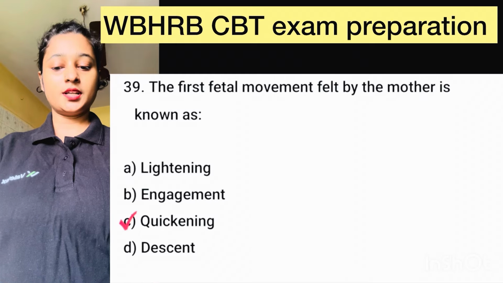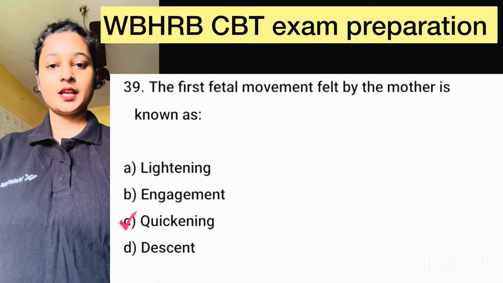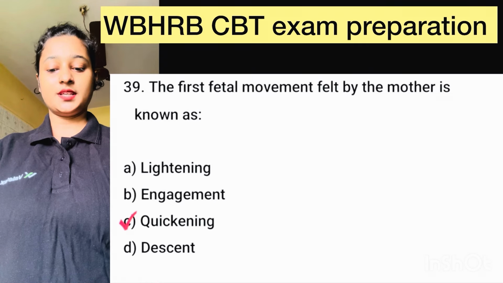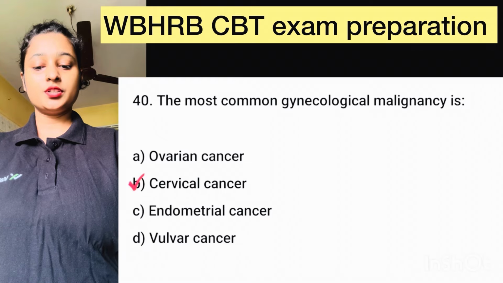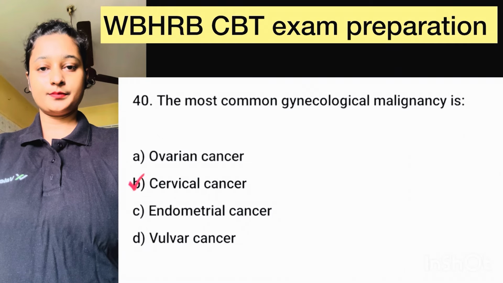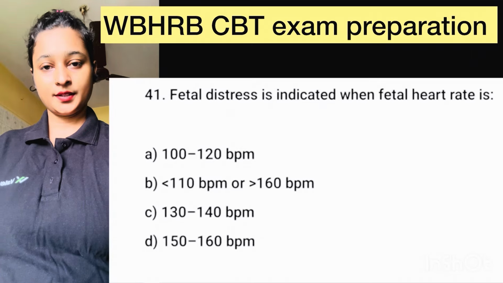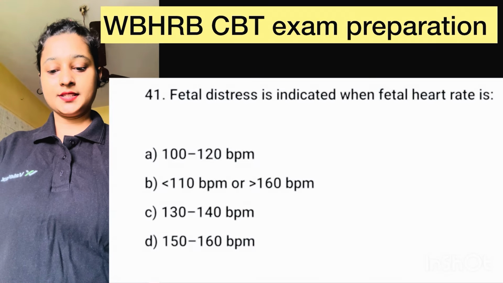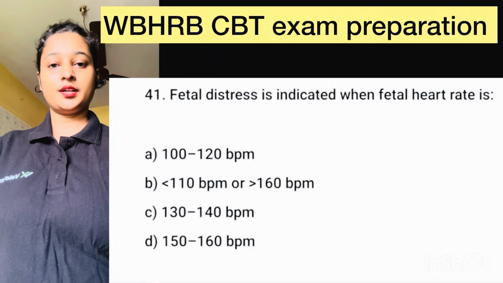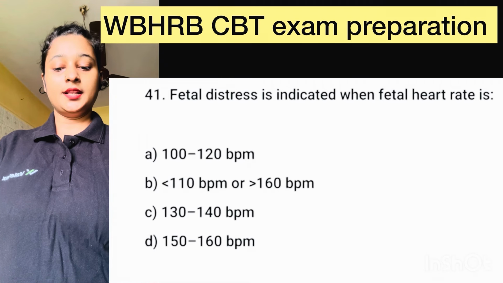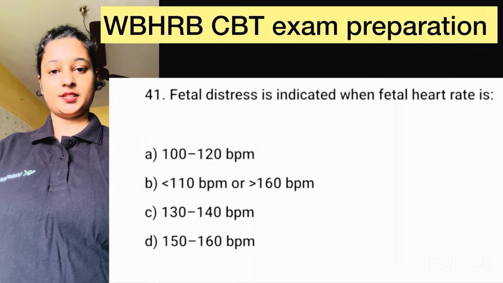Question number 39. The first fetal movement felt by the mother is known as. Here correct option is option C, quickening. Question number 40. The most common gynecological malignancy is. Here correct option is option B, cervical cancer. Question number 41. Fetal distress is indicated when fetal heart rate is. Here correct answer is option B, less than 110 beats per minute or greater than 160 beats per minute.